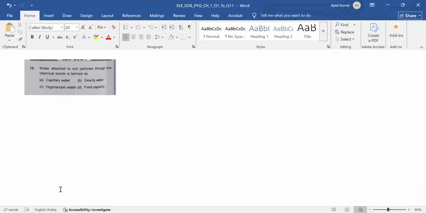Okay, now question number 13. Water attached to soil particles through loose chemical bonds is termed as capillary water, gravity water, field capacity. No, this is not. So hygroscopic water will be the correct answer. 13, option C will be the correct answer.